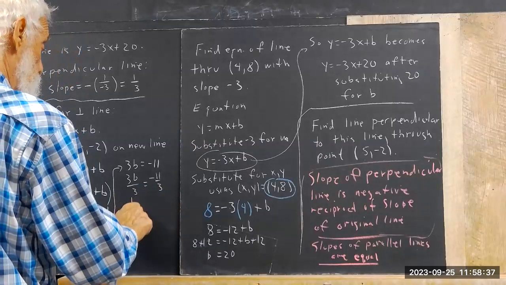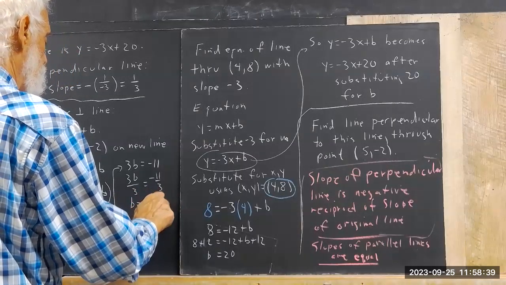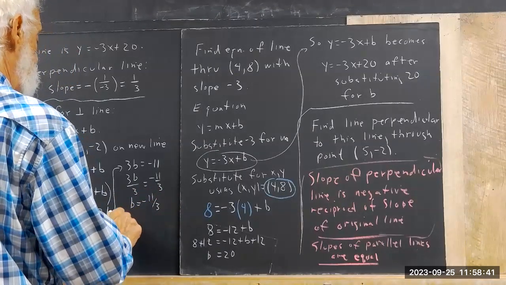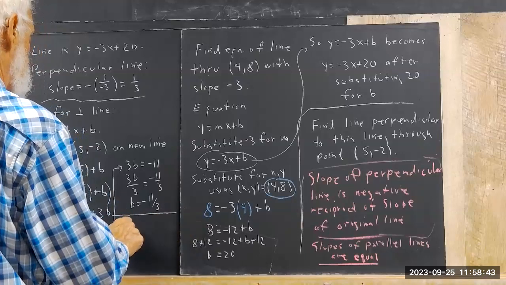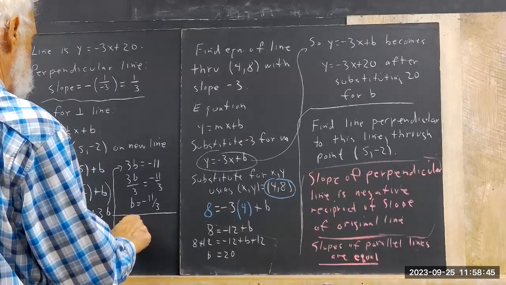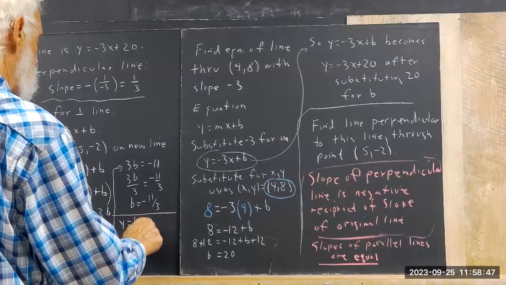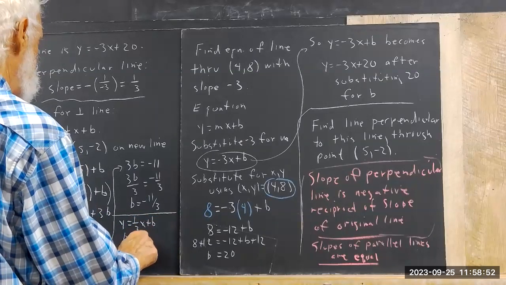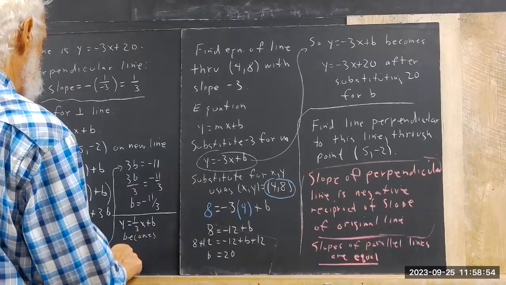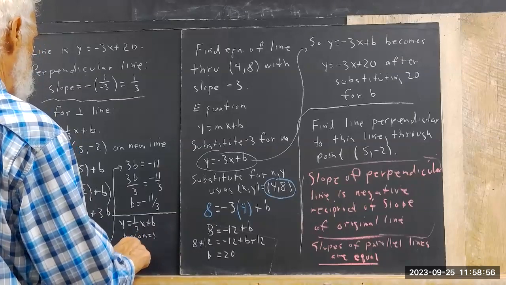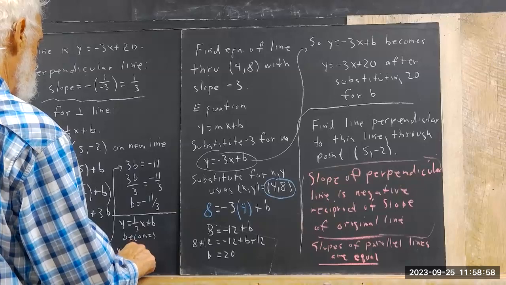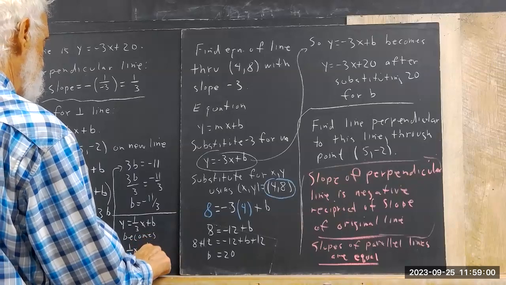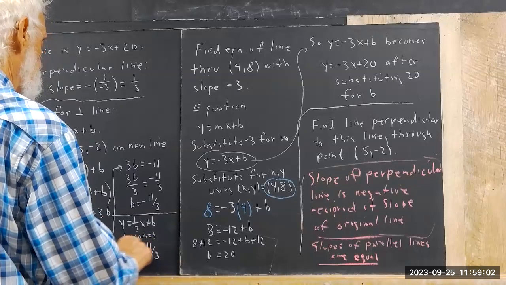Divide both sides by 3, and I get b equals -11/3. So that y equals 1/3 x plus b becomes y equals 1/3 x minus 11/3.